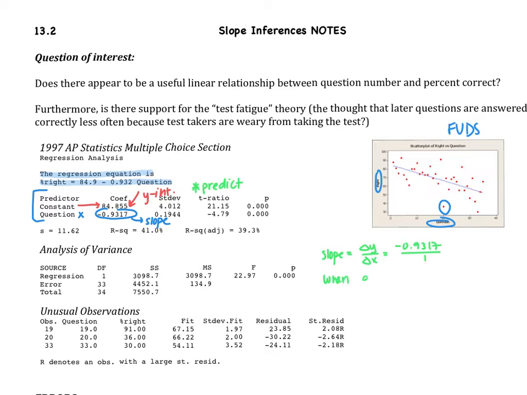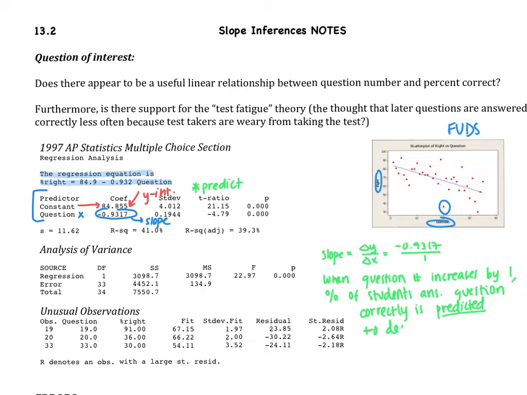So if I'm going to interpret that, I'm going to say when the question number increases by 1, the percentage of students answering that question correctly is predicted to decrease by 0.9317%. Very important that you write the word predicted. Very important that we say decrease because it's a negative slope. And very important that you provide units, which in this case is percent.